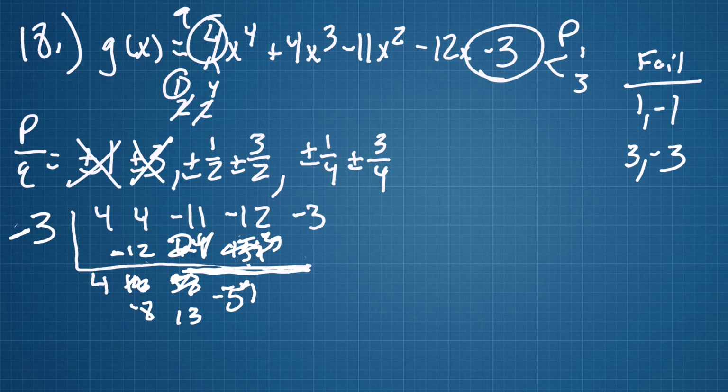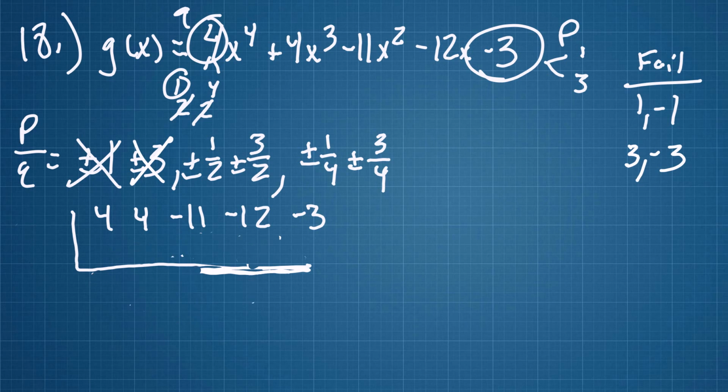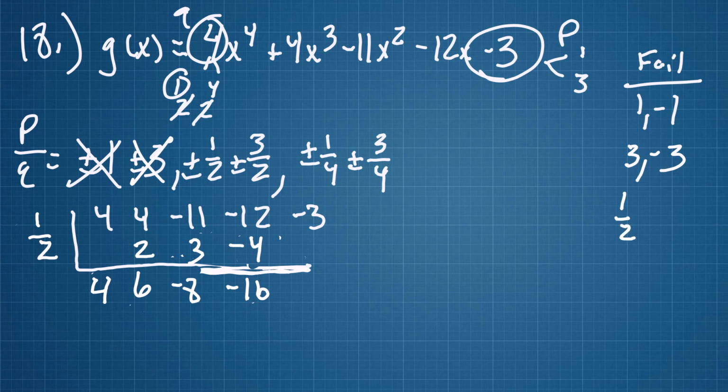So I'm going to try 1/2 next. Drop down the 4. 4 times 1/2 is 2. 4 and 2 is 6. 1/2 times 6 is 3. Gives me negative 8. 1/2 times negative 8 is negative 4. Gives me negative 16. And then 1/2 is not going to work, because 1/2 of negative 16 is negative 8.